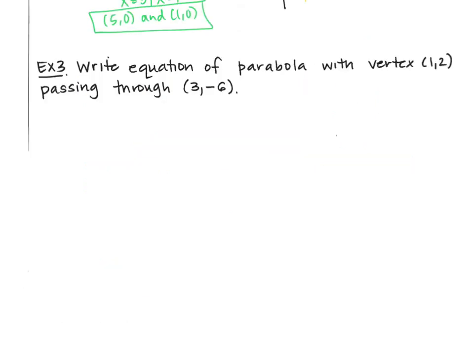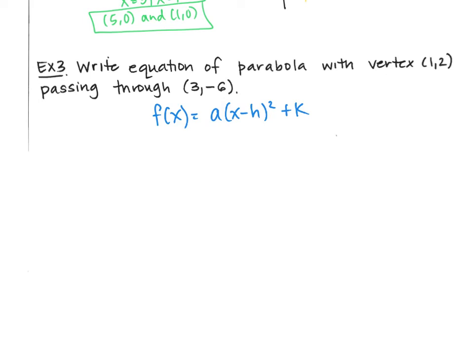Okay, for example 3, I'm going to write the equation of a parabola or a quadratic function with a vertex of (1, 2), and it's going to be passing through (3, -6). Depending on the information it gives me, I might use vertex form or I might use general form. Because they're giving me the vertex, I'm going to use the vertex or standard form. I'll copy that down to remind you: a times (x minus h) squared plus k.